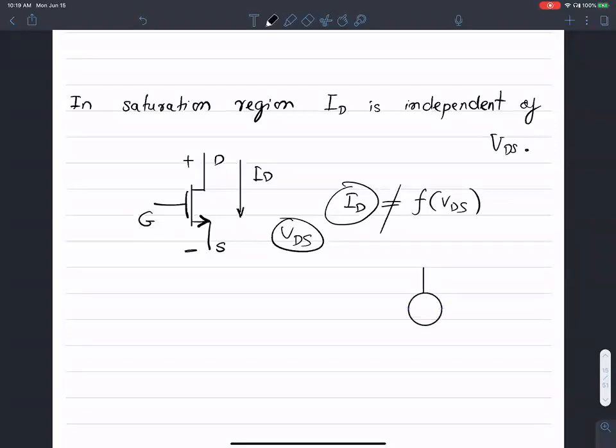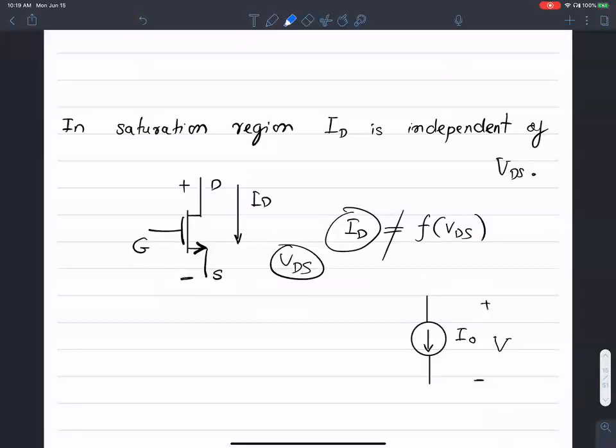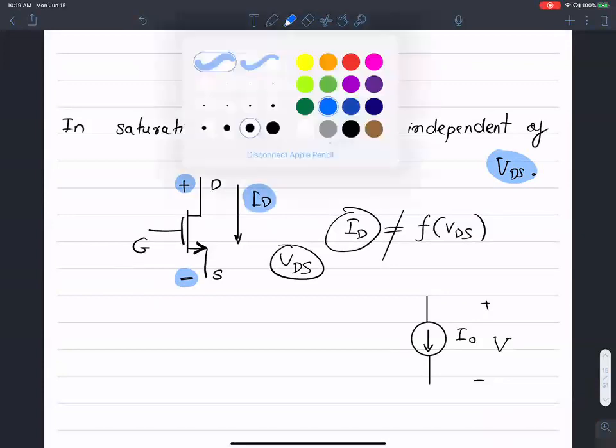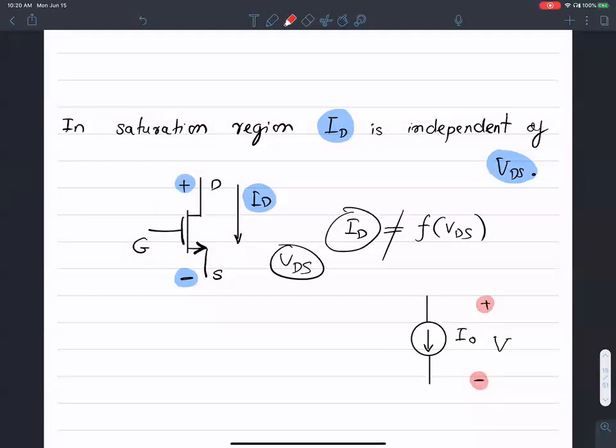Maybe a what? We haven't covered it. Think about a current source. That's the definition of a current source, right? No matter what voltage is across the terminals of a current source, the current is constant. That's exactly the idea here. In saturation, ID is independent of VDS, at least in theory. The voltage that you apply between these two terminals does not matter. The current is going to be constant.